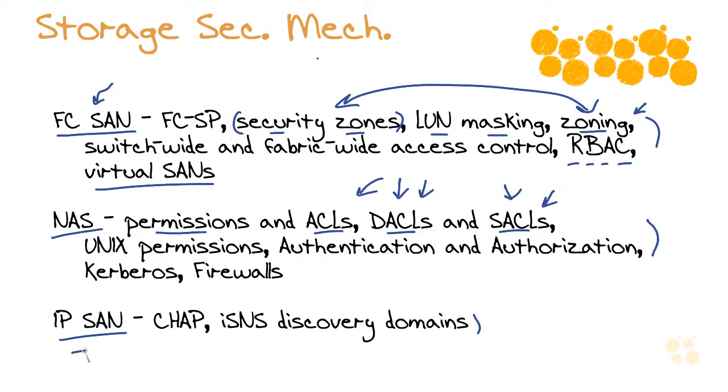Notice in the IP SAN we have things like CHAP and the iSNS discovery domains that are going on. Probably the least tested area, I would think, in our storage security mechanisms, with an emphasis definitely being on the SAN and the NAS.